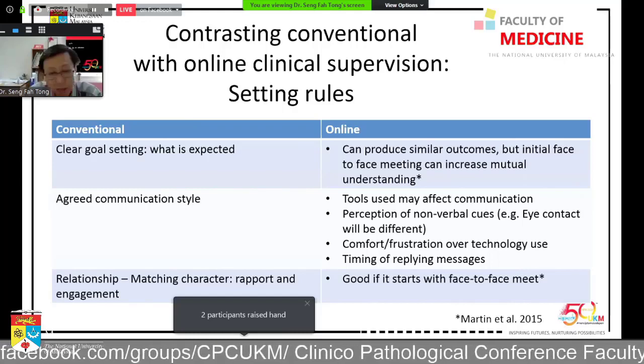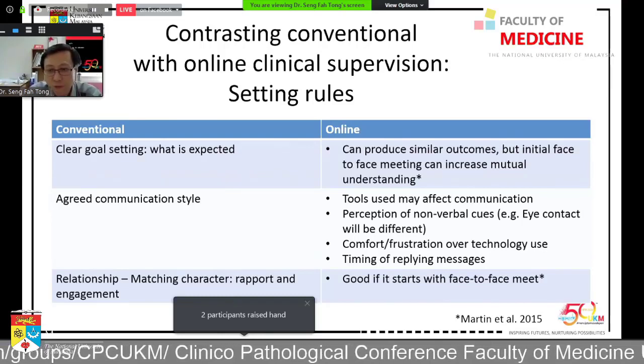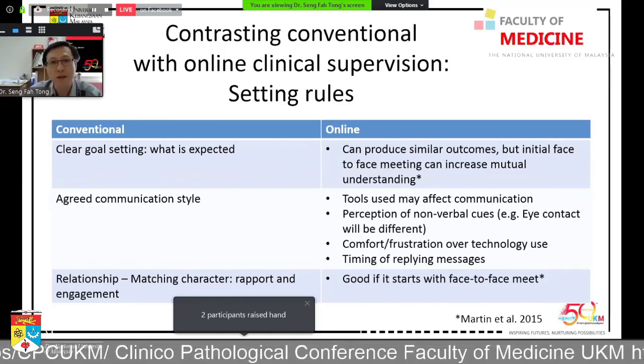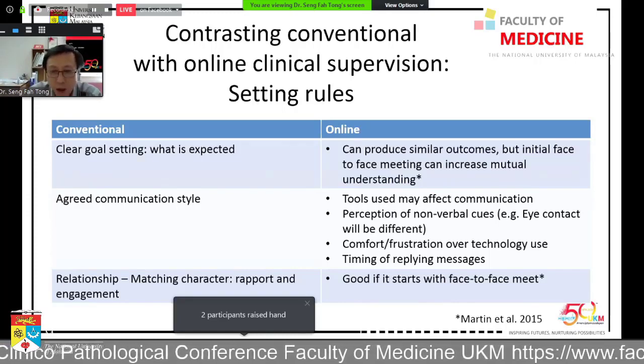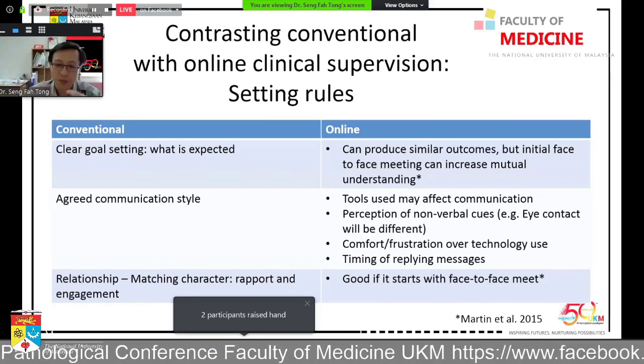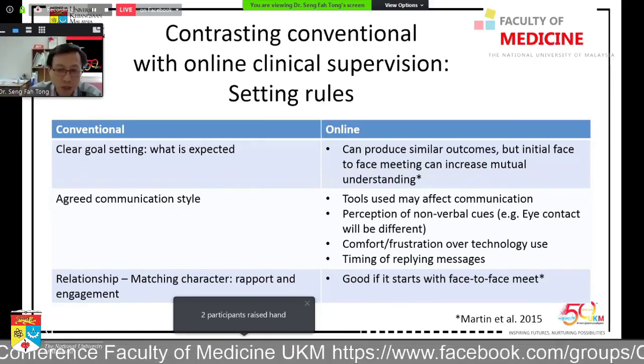Communication skill, obviously, we have to speed up the presentation. So the tools used affect communication. Eye contact is different. I'm looking at you now at the camera, but I'm looking at my monitor now. Obviously, I don't have good eye contact. Sometimes I have a silent moment. How can that be perceived differently from the other side? All this has to be considered.